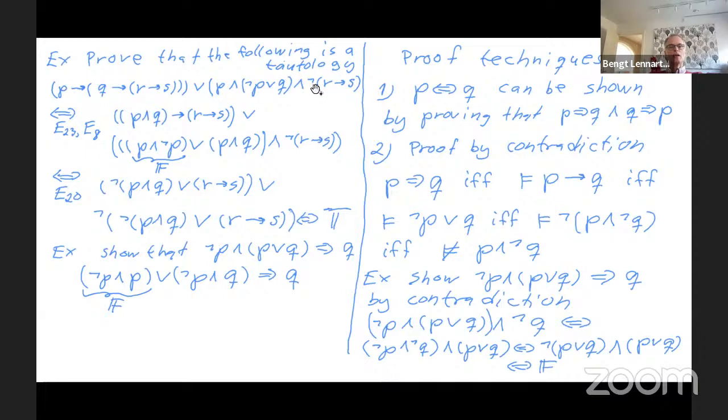And then we have the negation of R conditional S. Now we know that P and not P is a contradiction. That's always false. But false or something means that the false part we can skip. And so here we only get in the end P and Q and not R implies S.